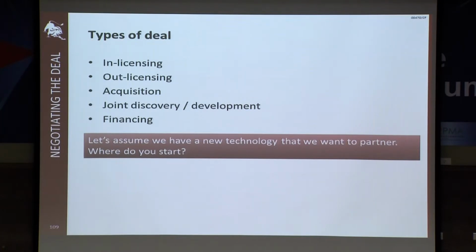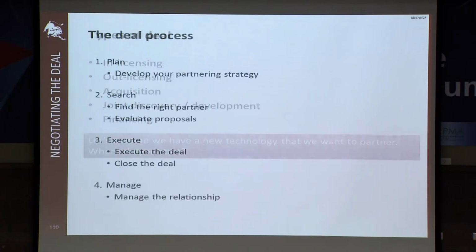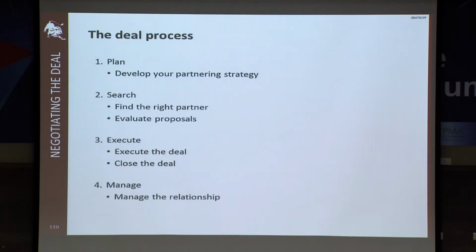So lots of different deals we could be doing. Let's assume that you're sitting there with a new technology that you want to partner. Well, where do you start in this process? Well, in all of these processes, we're going to start off by doing a bit of planning, developing our strategy for partnering. Then we're going to find the right partner and start pitching to those partners. Then we need to execute, negotiate the deal, close the deal, and of course, manage the relationship at the end.